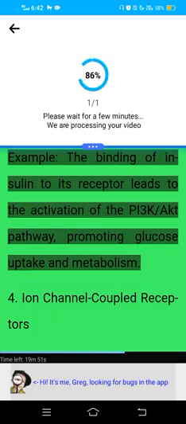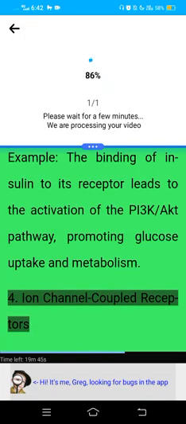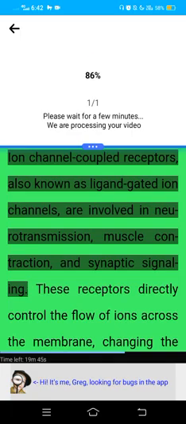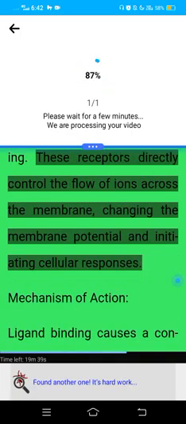Example: the binding of insulin to its receptor leads to the activation of the PI3K-AKT pathway, promoting glucose uptake and metabolism. 4. Ion channel coupled receptors. Ion channel coupled receptors, also known as ligand-gated ion channels, are involved in neurotransmission, muscle contraction, and synaptic signaling. These receptors directly control the flow of ions across the membrane, changing the membrane potential and initiating cellular responses.